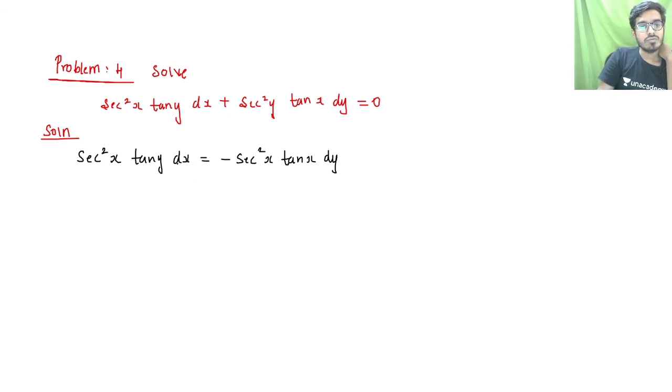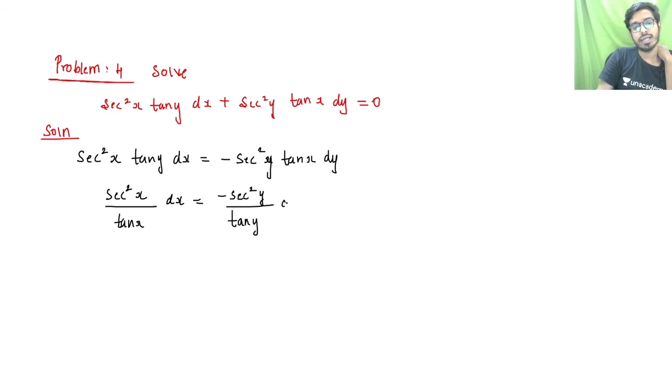Now you just take x terms with dx to one side, y terms with dy to the other side. So here we have secant square x, and here, sorry, it is secant square y. So we have secant square x divided by tan x dx is equal to minus secant square y divided by tan y dy. So I have separated x and dx to one side, y and dy to the other side. Now integrate, you will get the answer.